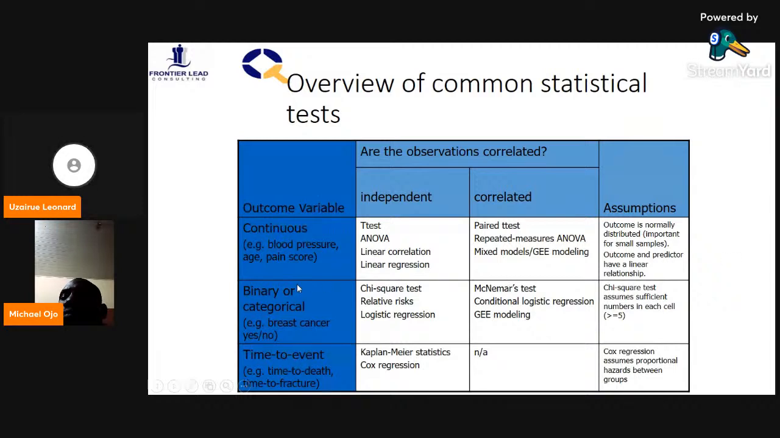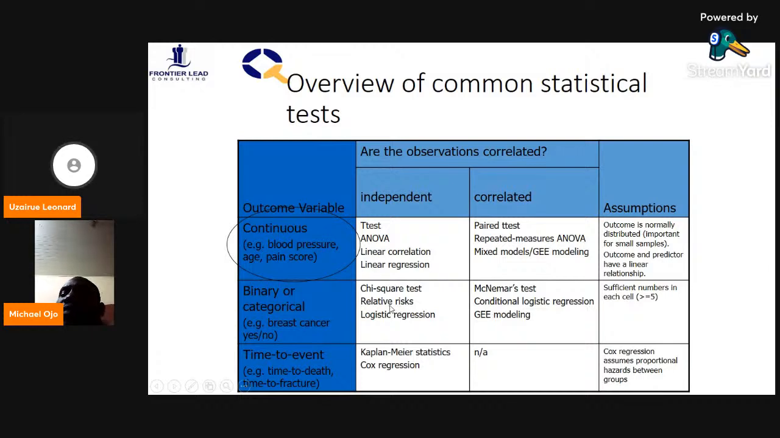Now, the next thing is if it's a binary or categorical variable. When we say categorical, we are talking about, for example, breast cancer, a yes or no, malaria, a yes or no, male or female kind of outcome. If it's that, then the next thing you need to look at is a chi-square.